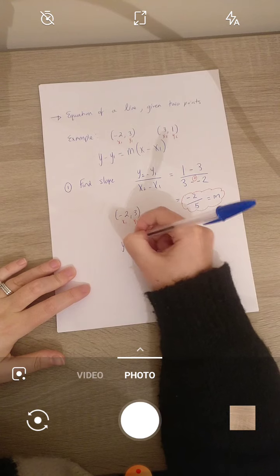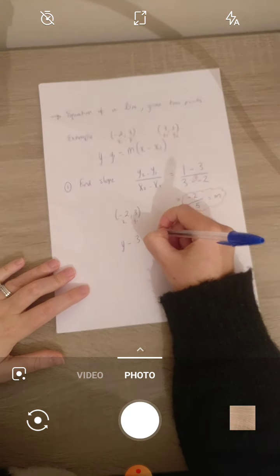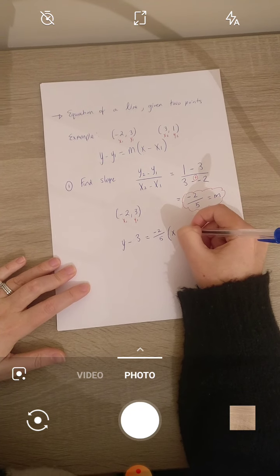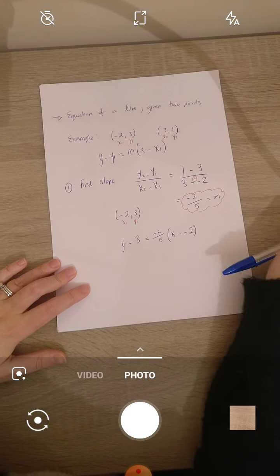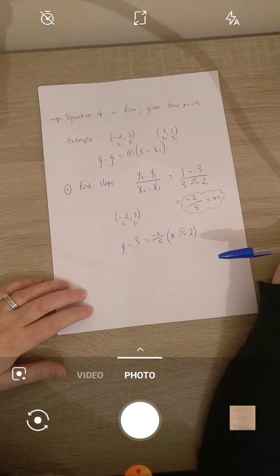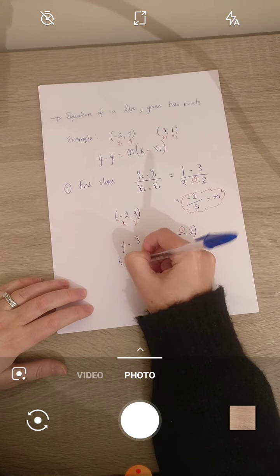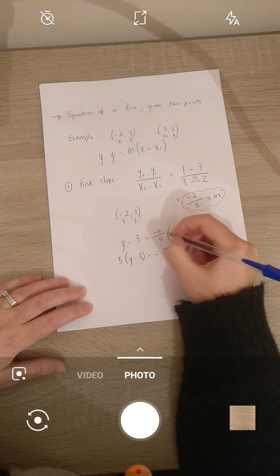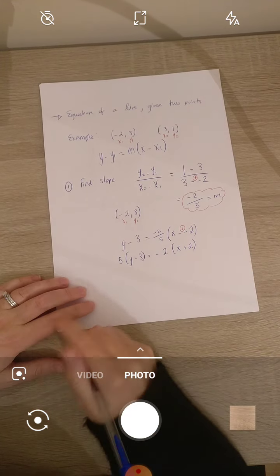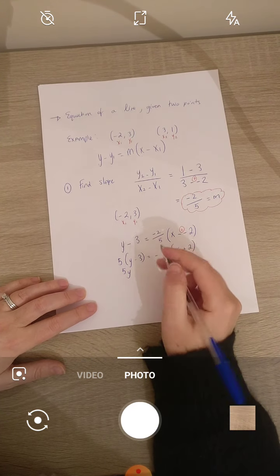So we've y minus y1, so y minus 3 equals m, which is minus 2 over 5, times x minus x1, which is minus 2. So this here, minus by minus becomes plus, and remember from my last example, the 5, or the denominator, goes to the left, and the minus 2, or the numerator, multiplies everything on the right hand side. 5 times y is 5y.